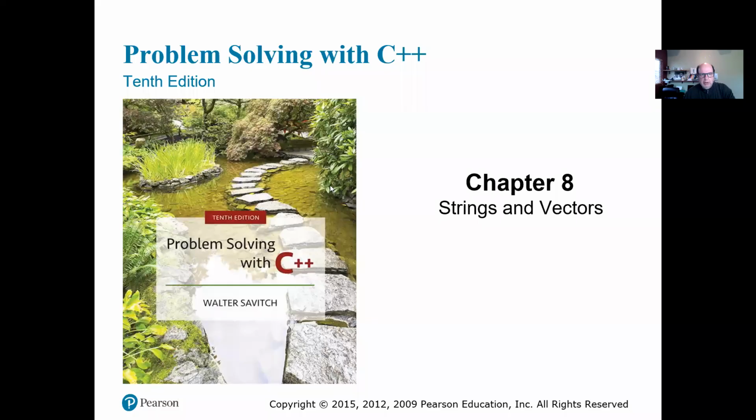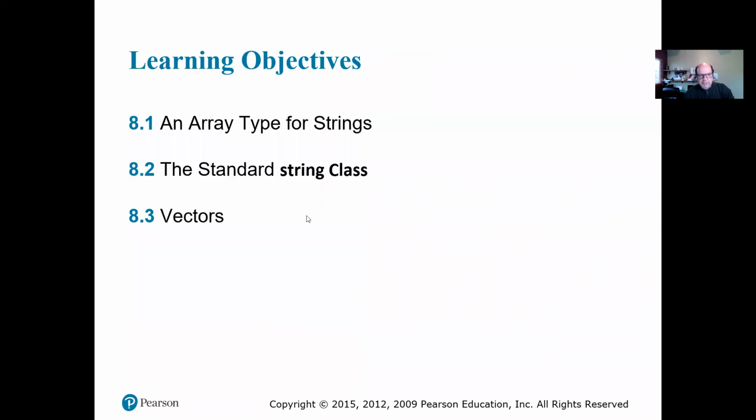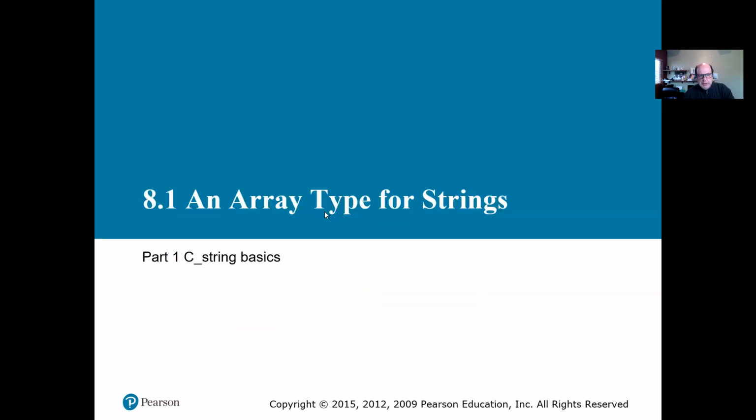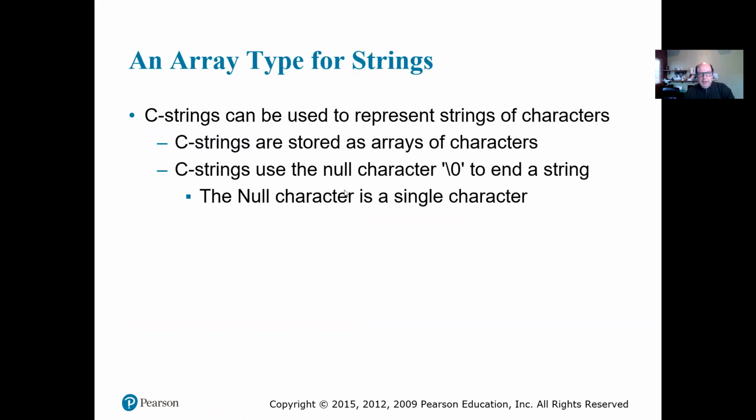Hi, today we want to talk about chapter 8 of Problem Solving with C++, 10th edition, by Walter Savitch. I'm going to go over the first section, which is the C string. I broke this down into multiple parts. I'll be covering the first part right now, and then I'll go to the next part and so on. So, we're talking about the array type of a string.